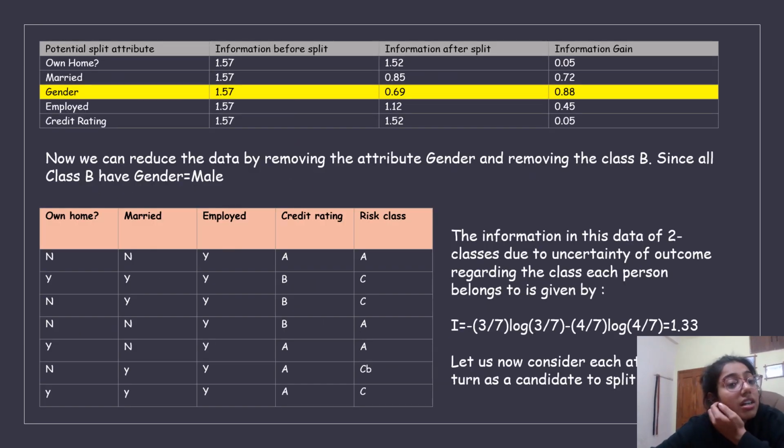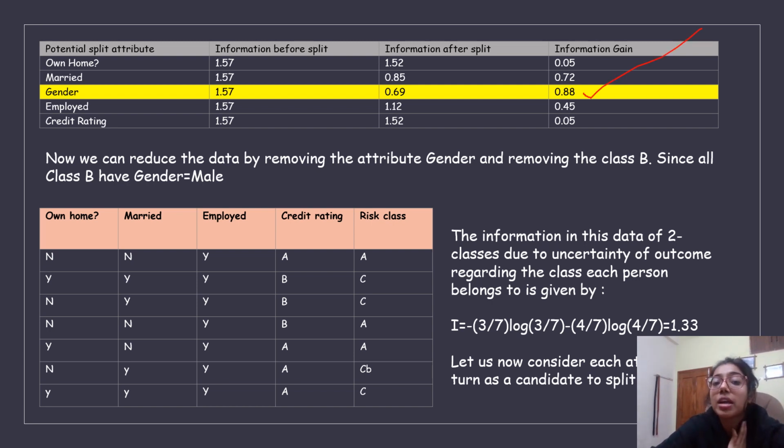Now, as we can see here, these are the attributes. This is information before split. That was the total information of overall data, that is 1.57. And information after split is this. So information gain we calculated by subtracting this. As we can see, in gender we have the highest information gain.